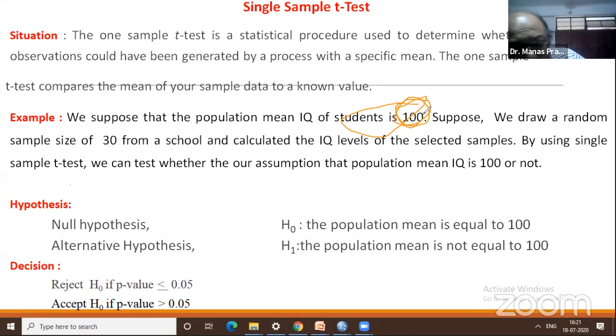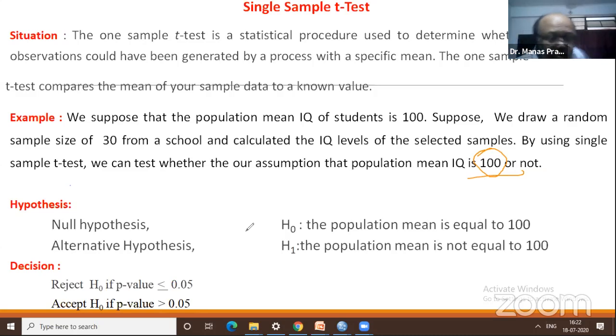So to do that, I have to draw a random sample, suppose of 30, and test their IQ levels. By using the single sample t-test, we can test whether our assumption that the population mean IQ is 100 is true or false.